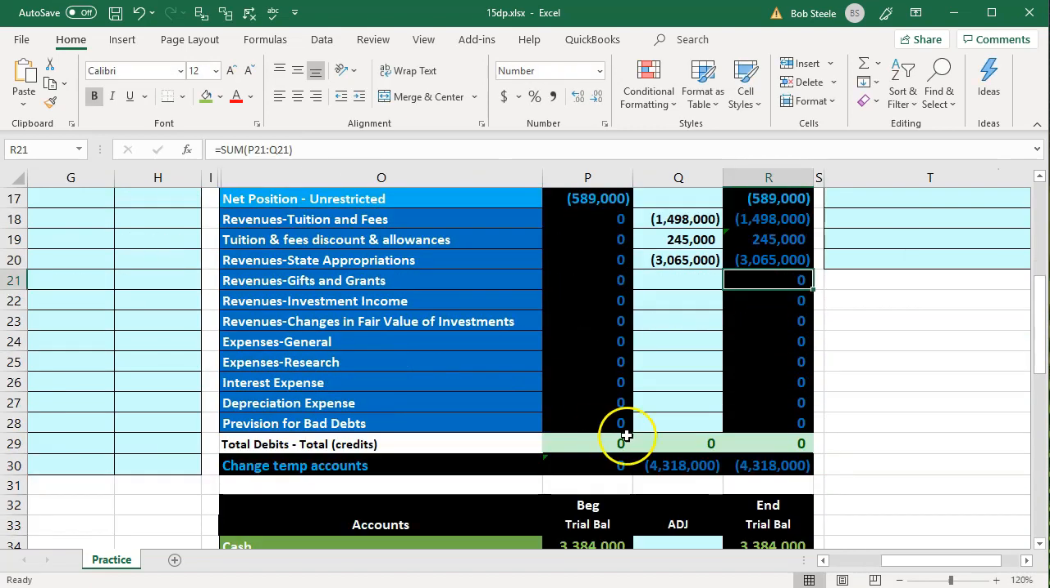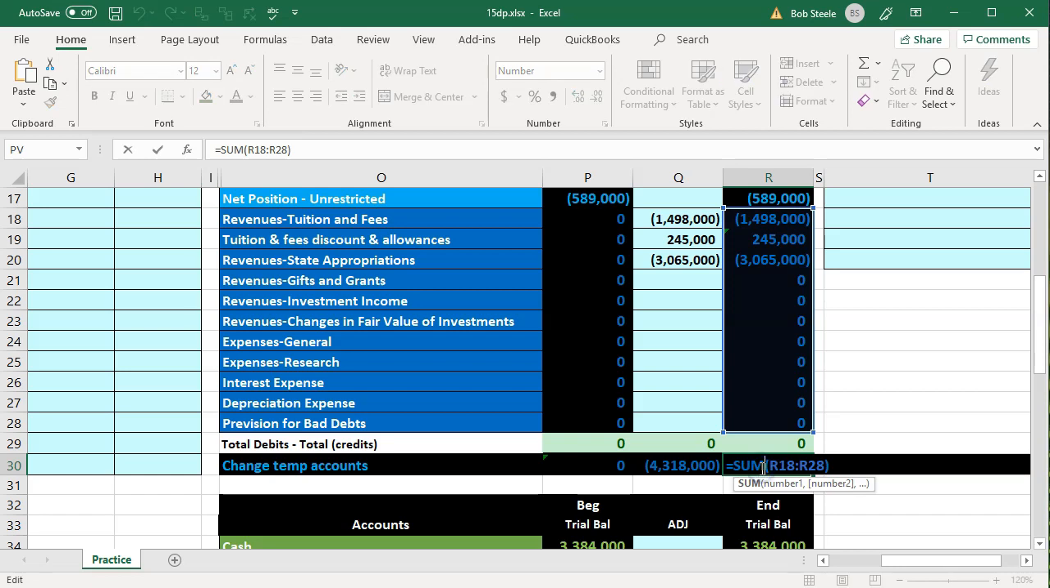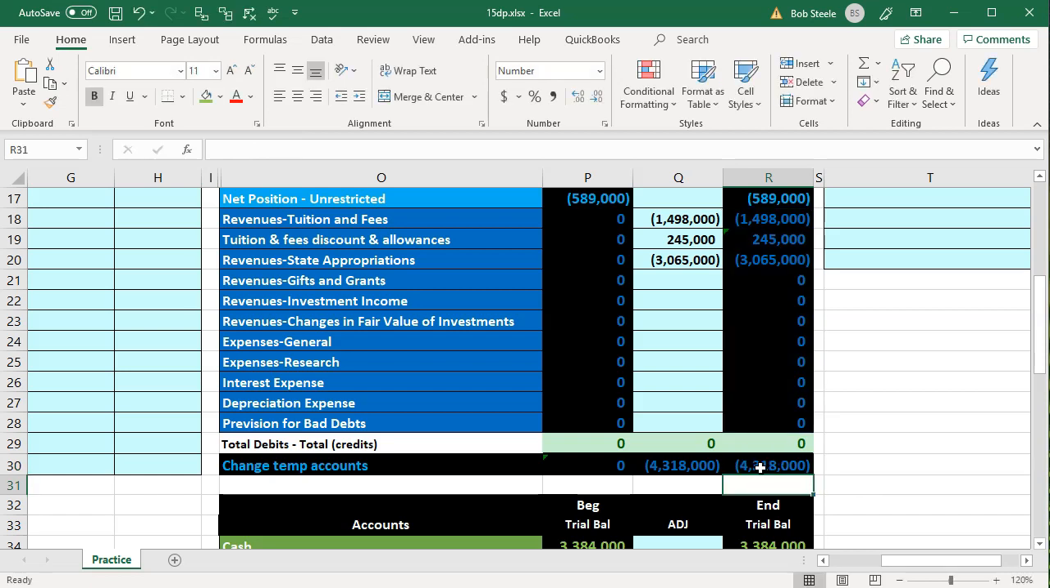Let's see if that puts us back in balance. The green zeros indicating that it does. So we are back in balance. Notice this is the change, kind of like the net income, the change in the net position. We can call it activity down here.